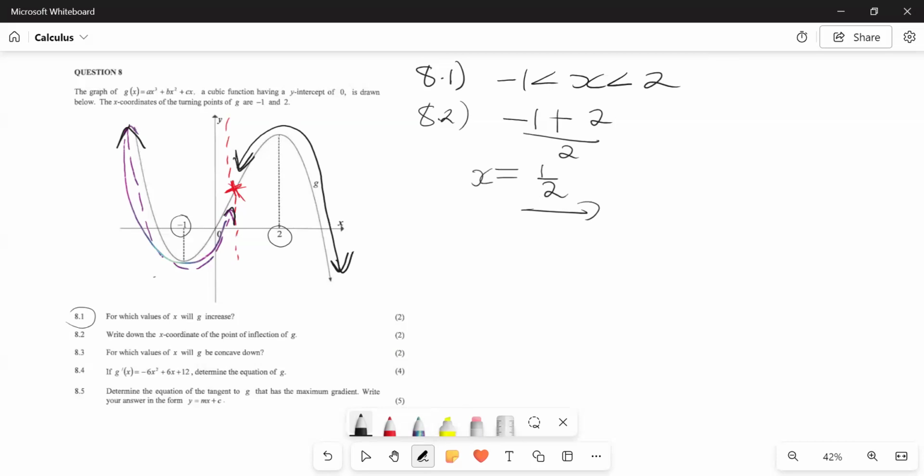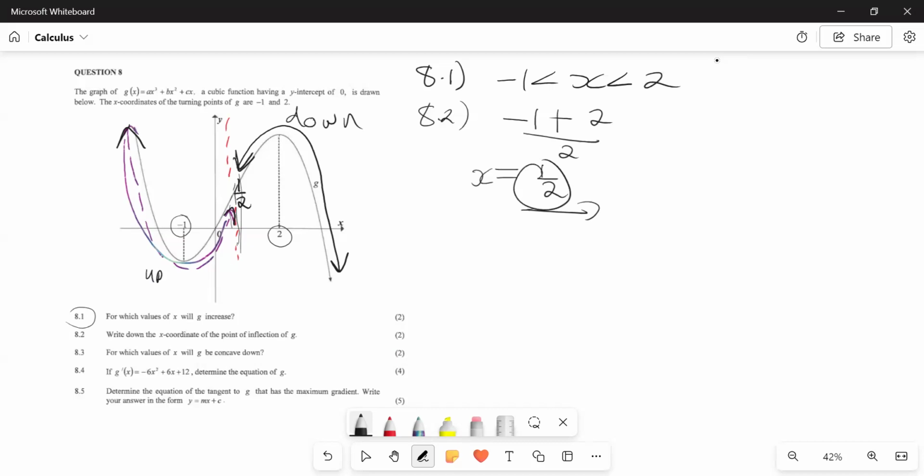So this is our concave up, and then this one is our concave down, right? But from where? From that 1/2, the x value of 1/2 that we got there.